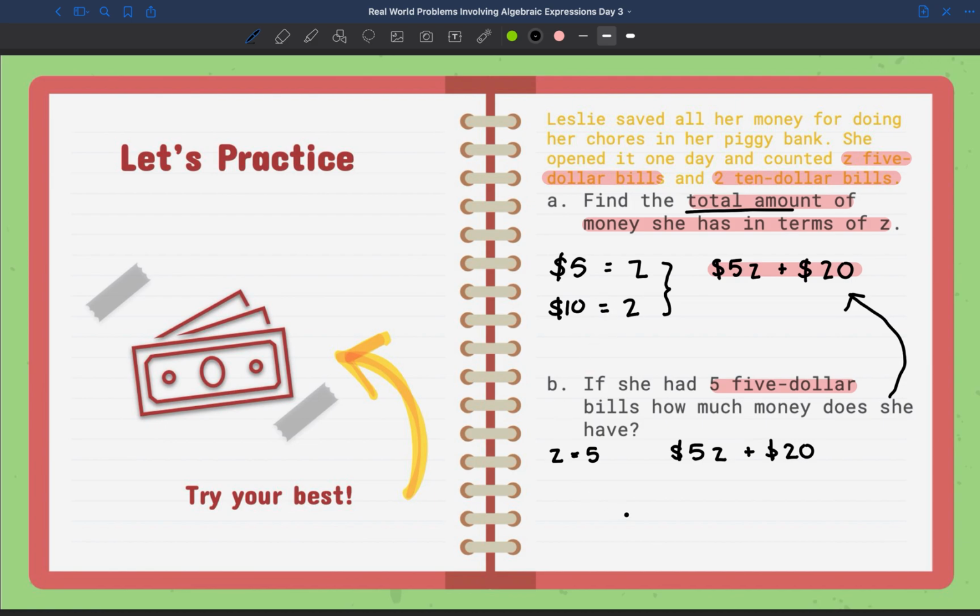Looking at part B, when we substitute the value of our variable in, we get $5 times 5 plus $20. And $5 times 5 of them gives us $25, plus the $20 she had in her piggy bank as well. And 25 plus 20 gives us the answer of $45. So she had $45 in her piggy bank.